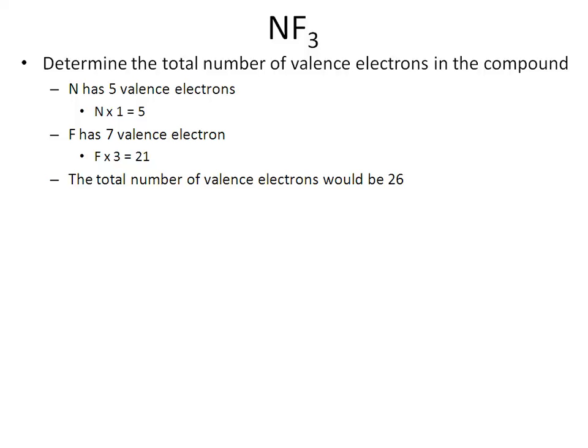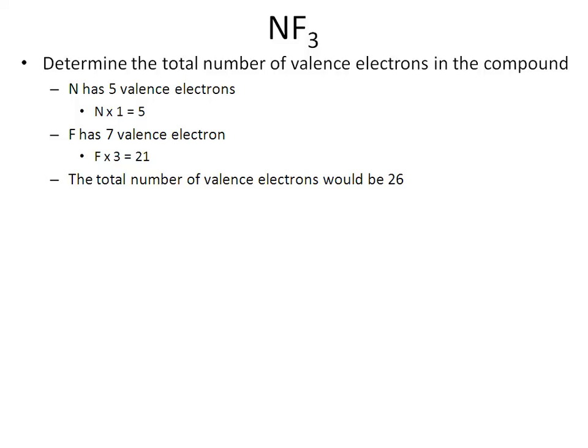For example, for NF3, N has 5 valence electrons because it's in group 5 of the periodic table. Fluorine has 7 valence electrons because it's in group 7. So when we look at the total number, there's 3 fluorines, so that's 21 total. So if we look at the total amount, it is 26 valence electrons.